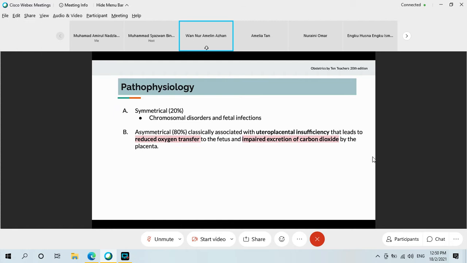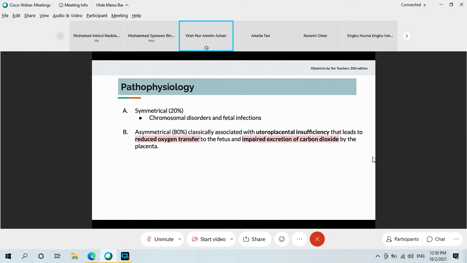Today I will present about the pathophysiology and investigation. So for the pathophysiology, according to Tenteachers, they classified it into two: first is symmetrical and another one is asymmetrical. Symmetrical is usually associated with factors that directly impair fetal growth, for example, chromosomal disorders and fetal infection. Asymmetrical, which is more common, is classically associated with uteroplacental insufficiency that leads to two things. First, reduced oxygen transfer to the fetus and impaired excretion of carbon dioxide by the placenta.